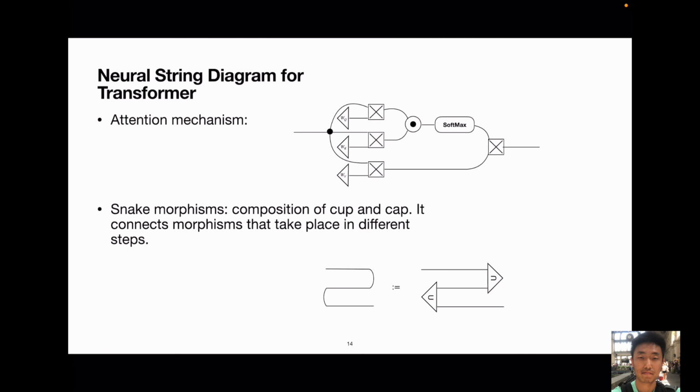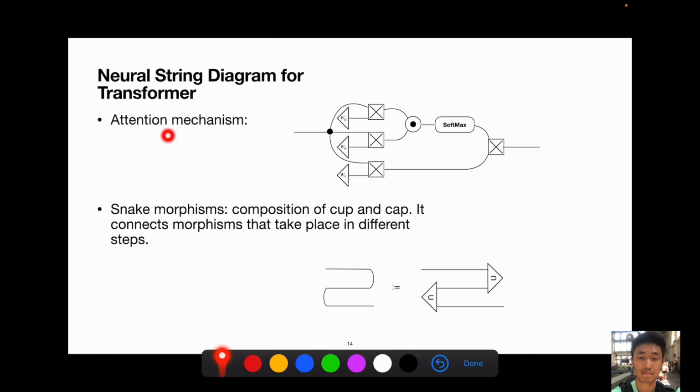And next up is the transformer neural network. Obviously, it relies on the attention mechanism. Here I drew the attention mechanism in a neural string diagram. Notice that we have, again, the copying morphism, and we have generalized matrix multiplication and generalized matrix inner product. The weight matrices are initialized again as fixed states. And then from here we get the Q, K, and V matrices.